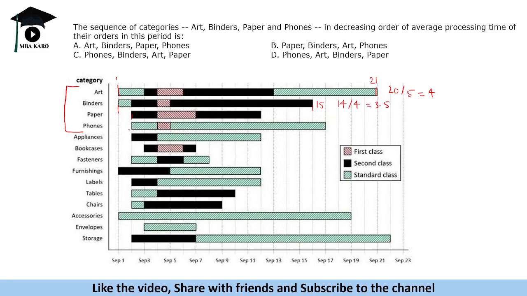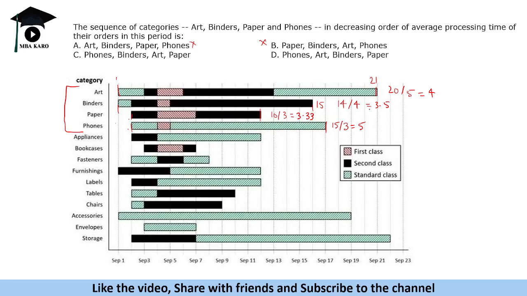Okay, this is 2. Now obviously you have to find in decreasing order, right? This is going to be more than this, so this is 2 to 17, right? And that difference is 15. 15 by 3 is equal to 5, and this is very less, this is 12, right? 12 and 2, this is 10 by 3, that is 3.33. Okay, so the highest is obviously phones, right? So phones is the highest, and we can eliminate the top two options, and then paper is the least one.